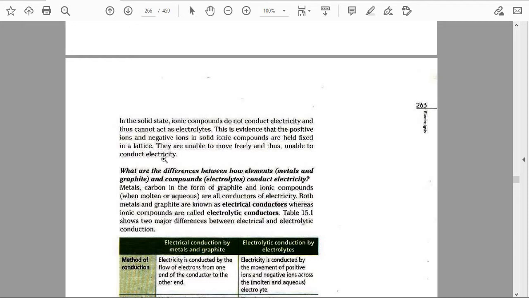Remember, in order to have electricity, the charged particles must be moving around. Then you will have electricity. Without moving ions, there will be no electricity.